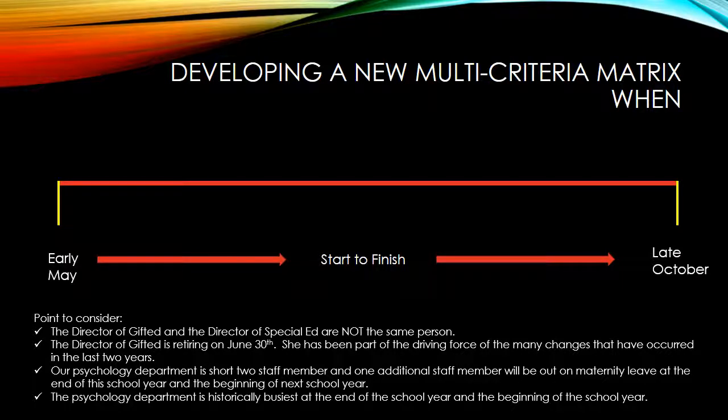Some other points to consider. Again, I already talked about the director of gifted and the director of special ed not being the same person. The psychology department is currently short 2 staff members, and a 3rd staff member will be going out on maternity leave at the end of this school year and will be out at the beginning of the next school year. And historically, the psychology department is busiest at the end of the school year and at the beginning of the school year, as that's when they're wrapping up paperwork and then starting new paperwork. And so this timeline may be a little crunched because of that. And therefore, the timeline may not work, but this is the timeline that I'm going to propose.